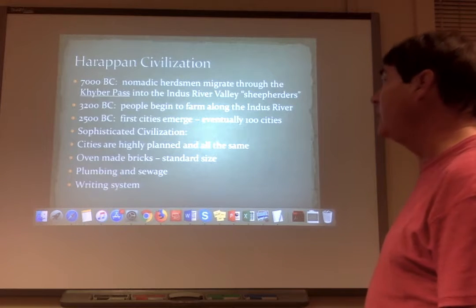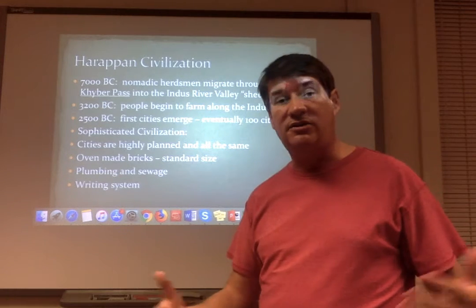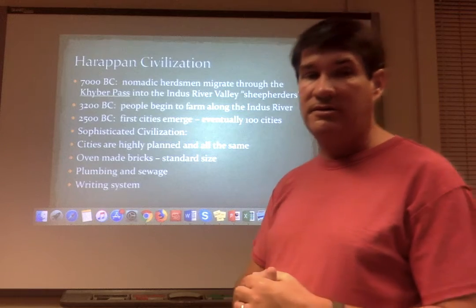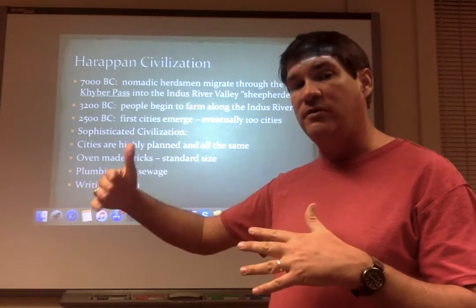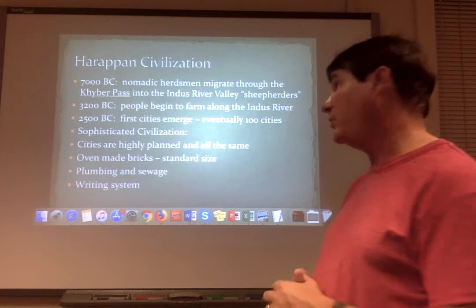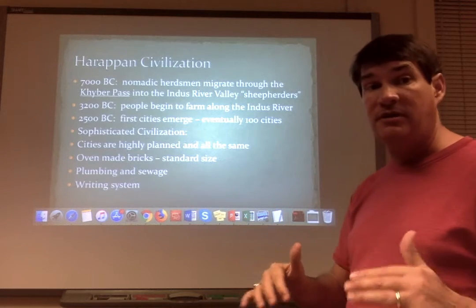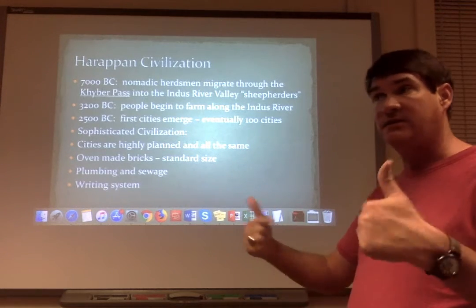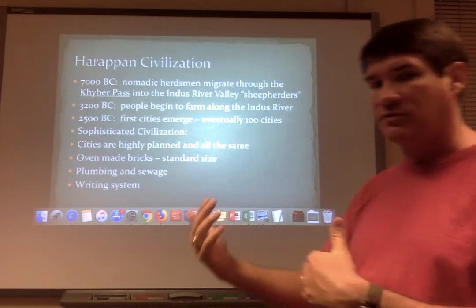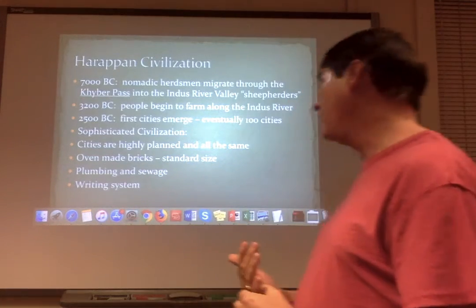Okay, so 7000 BC, nomadic herdsmen migrate through the Khyber Pass, which is that northern area, into the Indus River Valley. They were sheep herders, right? They had domesticated sheep, like we talked about in a couple of chapters ago, and they moved those sheep down into the lush valleys of northern India. Around 3200 BC, these people began to farm, and so that fits the schedule that we've talked about in different areas of the world where people started to farm.